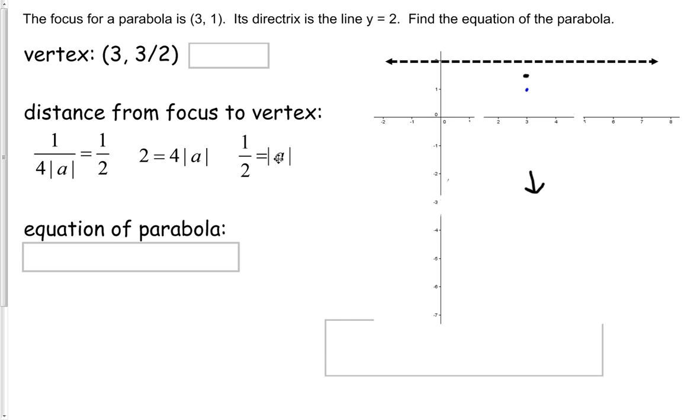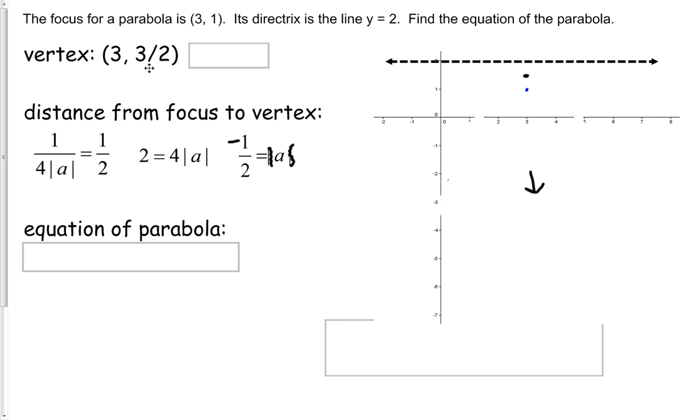Now the reason we did this as absolute value is because I wasn't very careful when I took my distance from my vertex to my focus. I would rather do that a little bit sloppily, get that 1/2, and figure out what my sign is based on the direction of opening. Since I know my direction of opening is down, I know that I'm going to have to make this a value negative 1/2. So when I get rid of my absolute value sign here, scribble that out, a is going to be equal to negative 1/2 because it opens down.